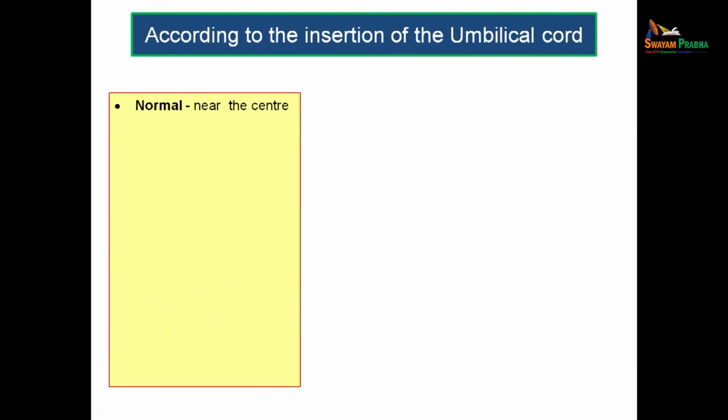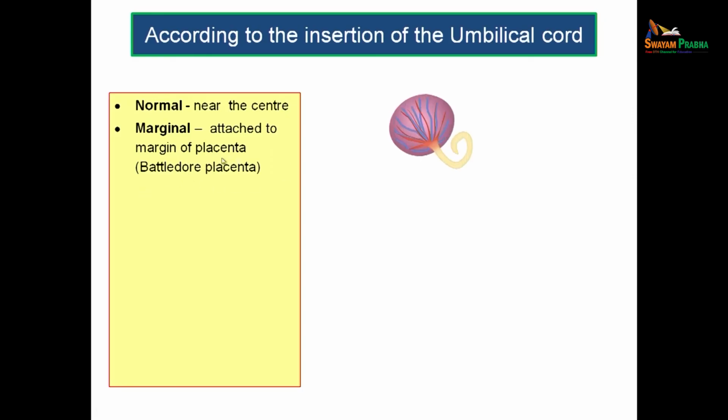Now, according to the position of insertion of the umbilical cord, when you look at the placenta, it differs. So, normally you know that the position of the umbilical cord will be somewhat near the center of the placenta. If the umbilical cord is getting attached towards the margin of the placenta, you call it as marginal or battledore placenta. What do you mean by furcate attachment?